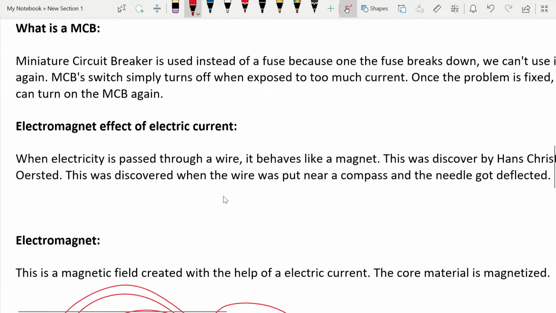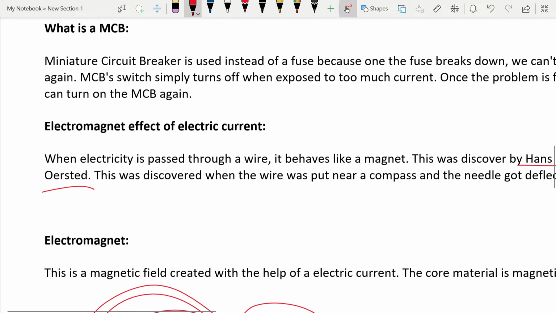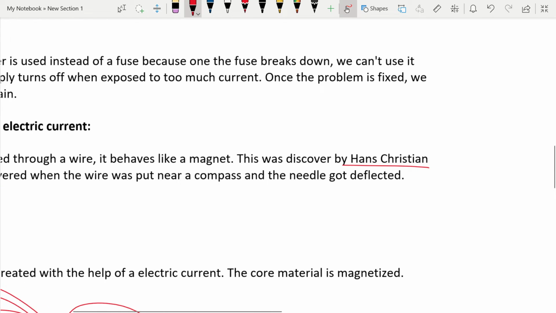Electromagnetic effect of electric current. Now, when electricity is passed through a wire, it behaves like a magnet. This was discovered by Hans Christian Ørsted. How did he discover that? This was discovered when a wire with electricity flowing was put near a compass, and the needle got deflected. Now, the compass needle is made of a magnet, and it aligns itself with the Earth's north and south poles.